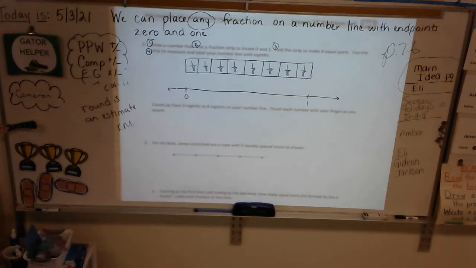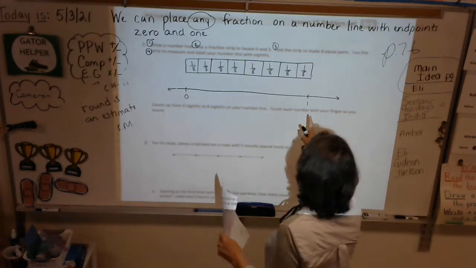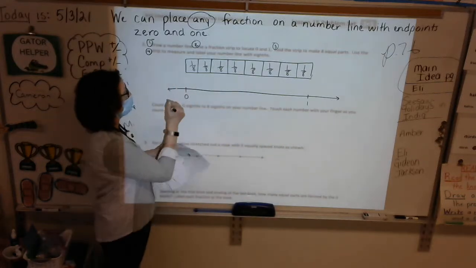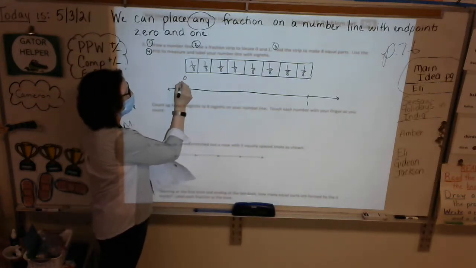All right, boys and girls, now we're going to use the strip to measure and label our number line with 8s. Are you ready? Here we've counted how many 8s? Right here, class. 0 8s. And let's box that.